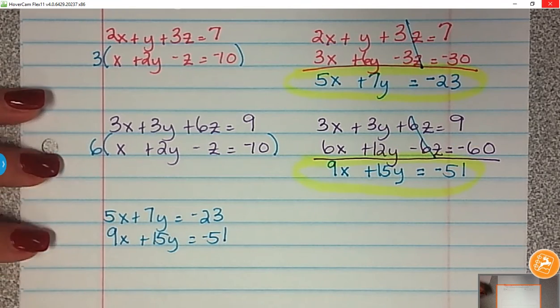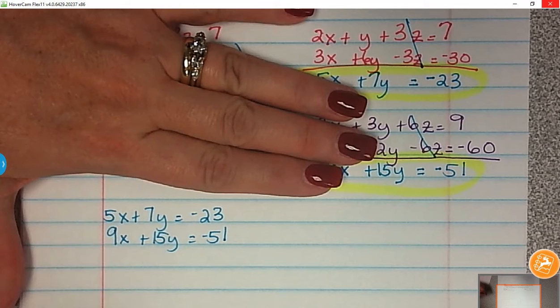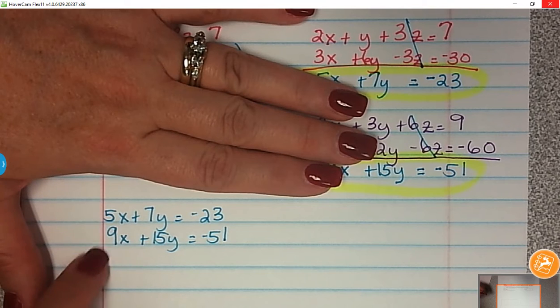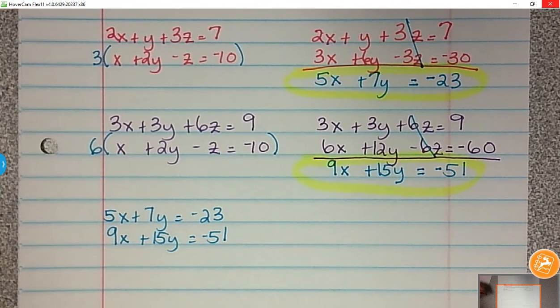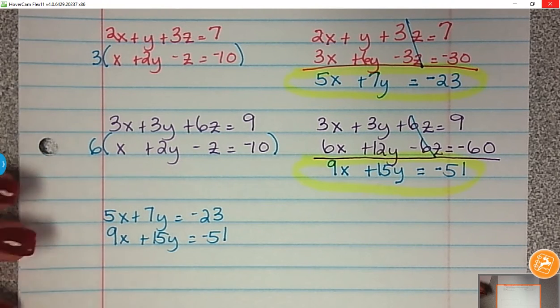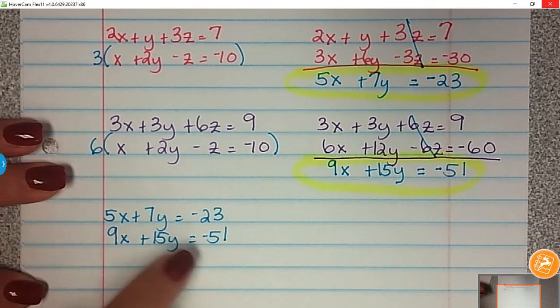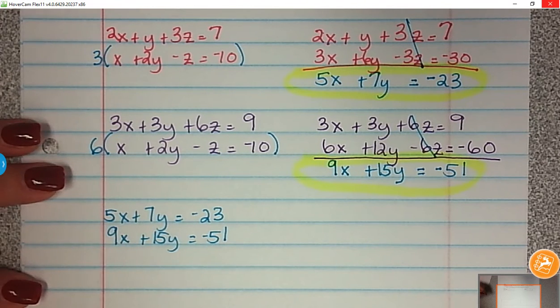And now I'm going to pretend that this is the beginning of my problem. It's 2 equations with 2 variables. You've been doing this for years. I need to solve this system for x and for y. So nothing is going to cancel right off the bat.